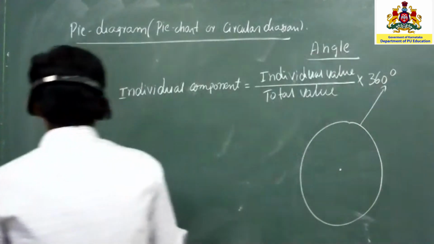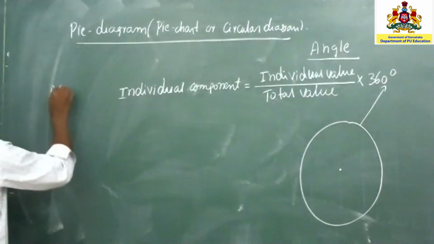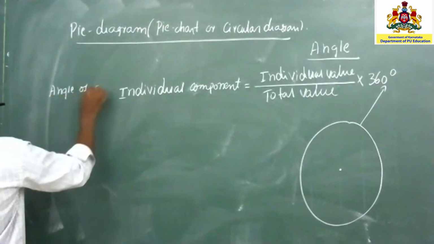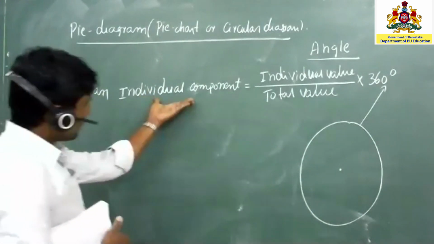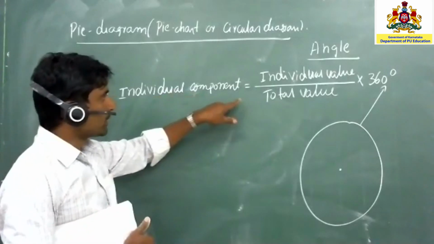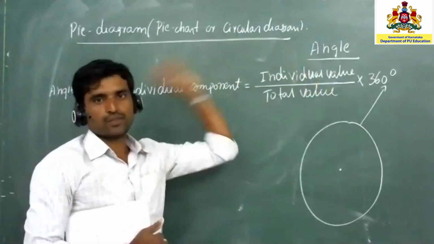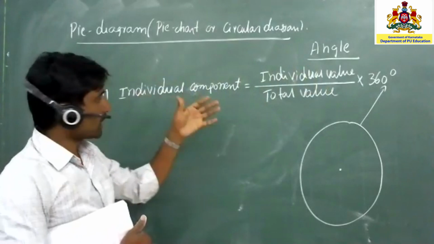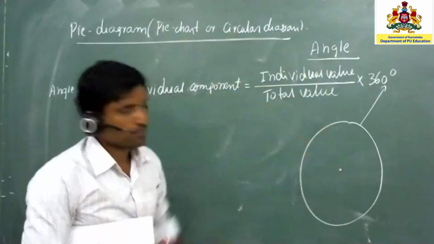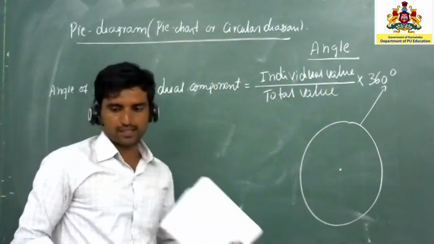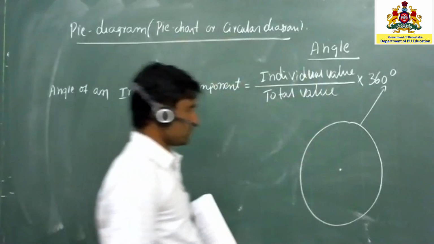So this is the angle of an individual value. This is the formula. So the individual value can be converted into angles. That is the procedure. First, we have to convert the individual values into angles. Then only we construct the pie chart. Okay. So now we will discuss one example.